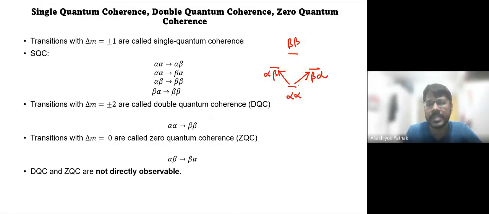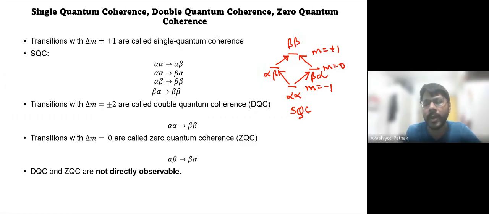So if there is a transfer from the alpha alpha spin state to the alpha beta spin state, or from alpha alpha to beta alpha, or beta alpha to beta beta, or alpha beta to beta beta. So this is m equal to -1, this is m equal to 0, and this is m equal to +1. These transitions, alpha alpha to beta alpha, or this single state transfer, are called single quantum coherences.